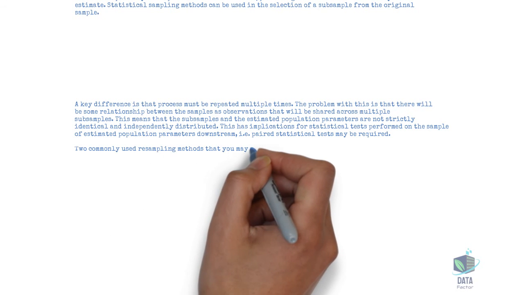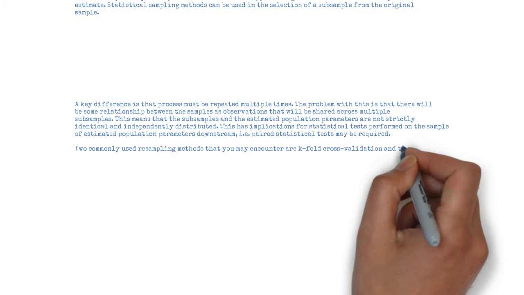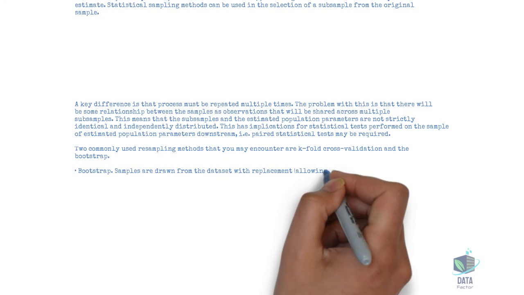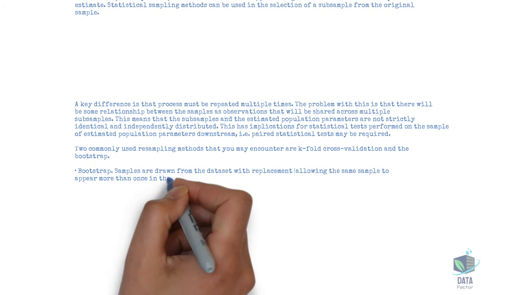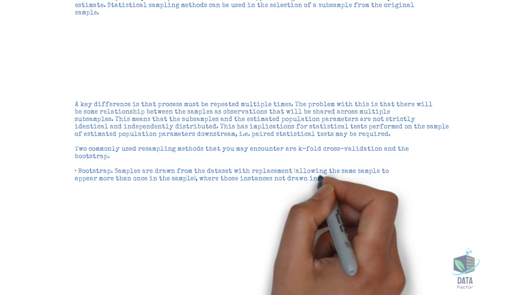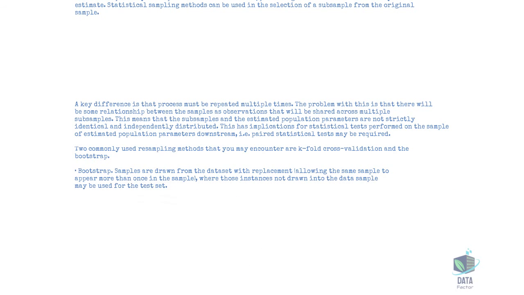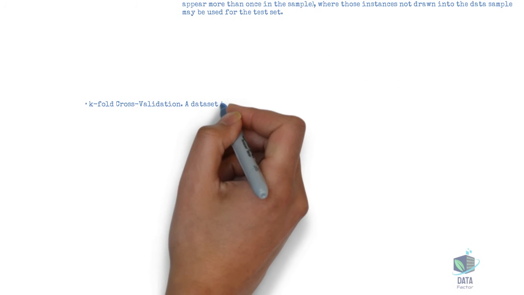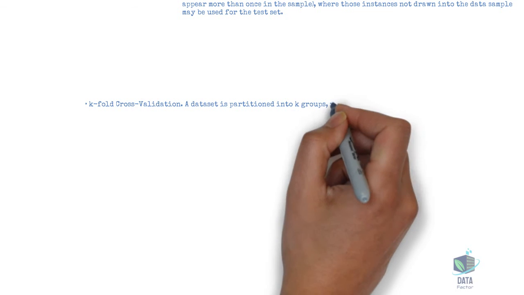Two commonly used resampling methods that you may encounter are k-fold cross-validation and the bootstrap. Bootstrap: samples are drawn from the dataset with replacement, allowing the same sample to appear more than once in the sample, where those instances not drawn into the data sample may be used for the test set.